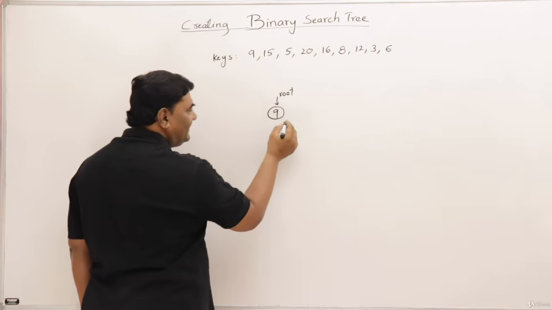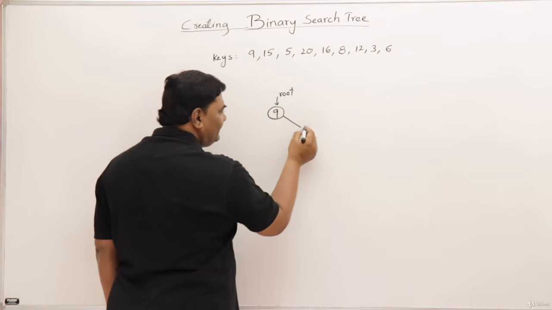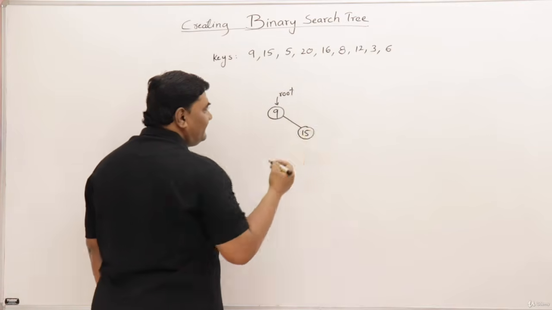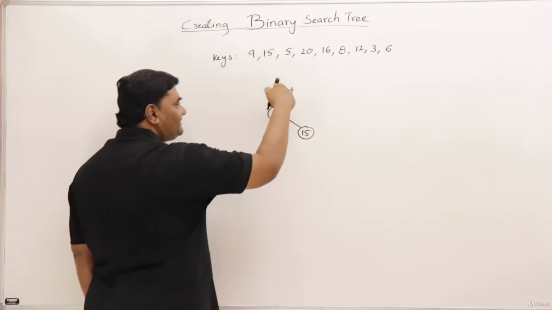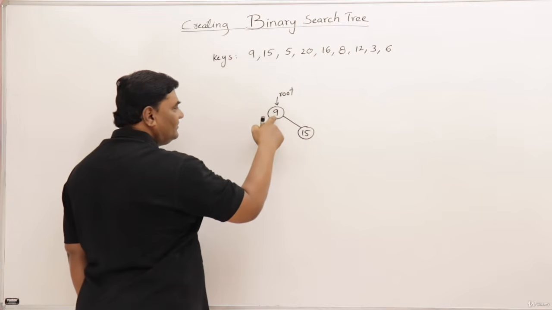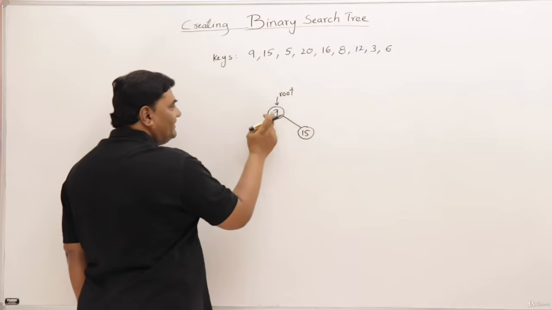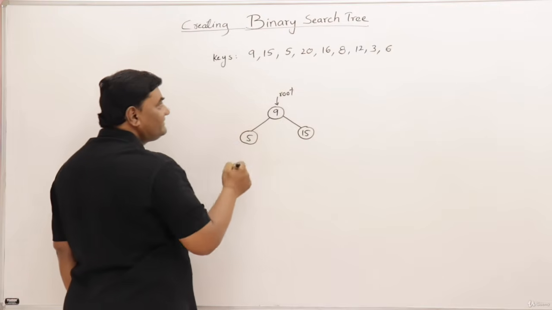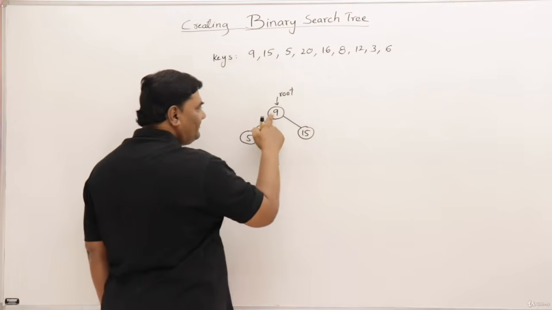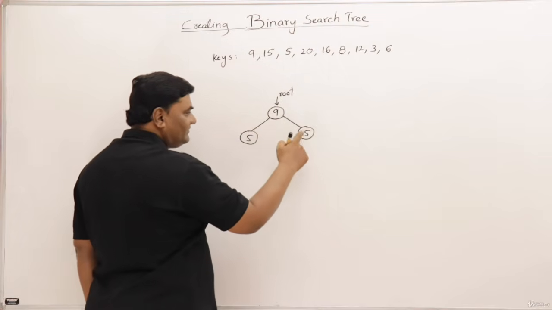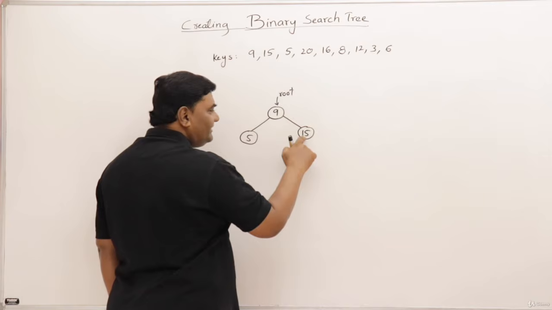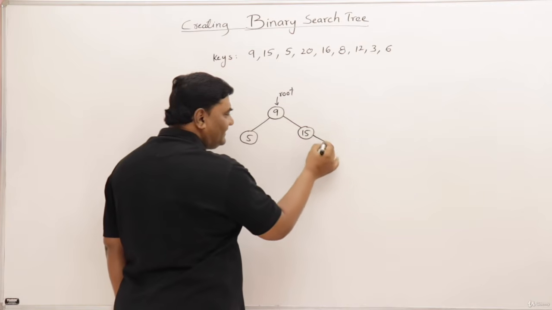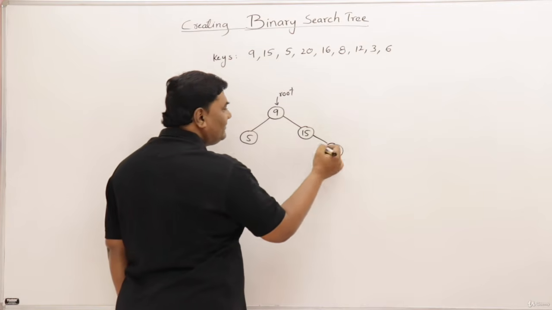15 is greater than 9. So it should come on the right hand side. Yes, insert it on right side. Then 5. Start from root. 5 is smaller than 9. So it should come on the left hand side. Yes. Then 20. Start from root. 20 is greater than 9. Go to right. 20 is greater than 15. So go to right and insert 20 here.